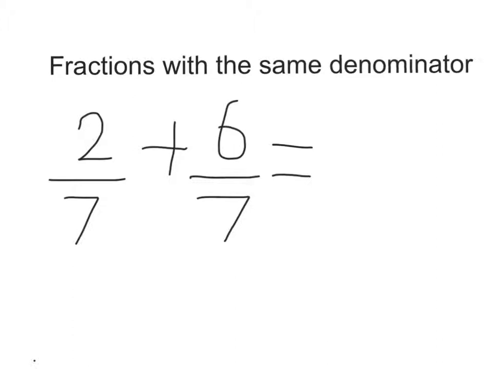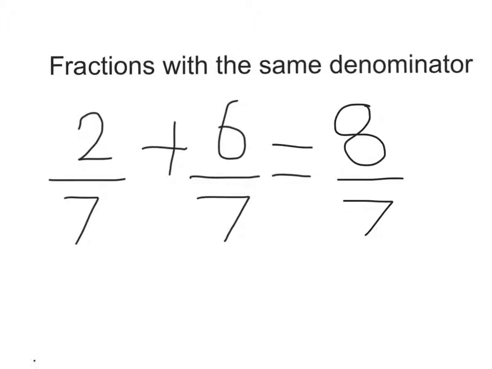This first example here asks me to add 2/7 and 6/7, two fractions both with the same denominator. To do this, therefore, I'm going to make sure that first of all my answer is going to be in sevenths. Then all I'm going to do quite simply is to add together the two numerators, the 2 and the 6, so I get a total of 8/7.